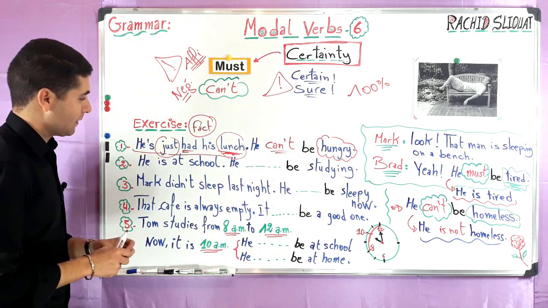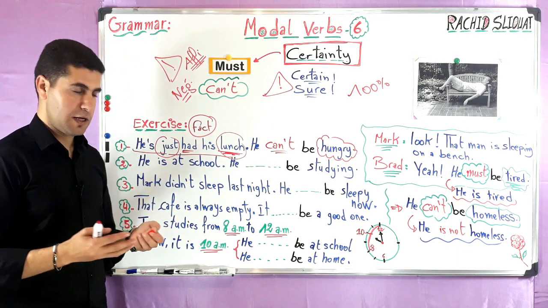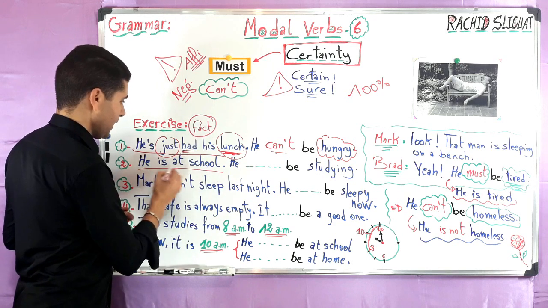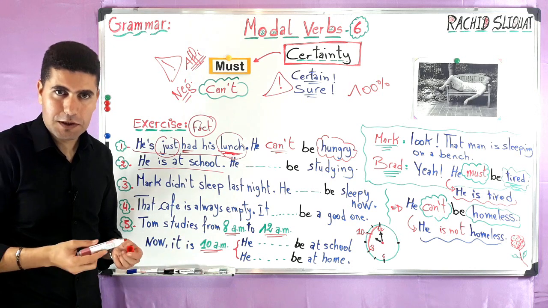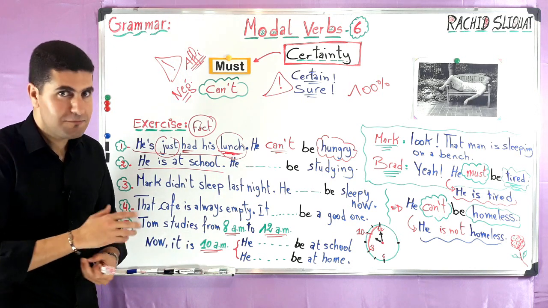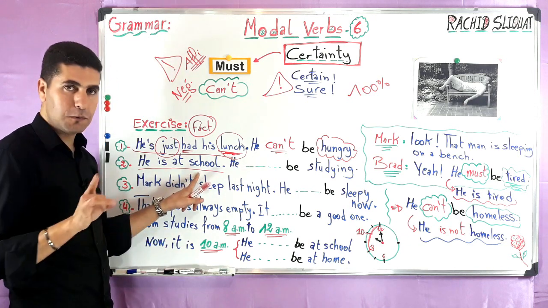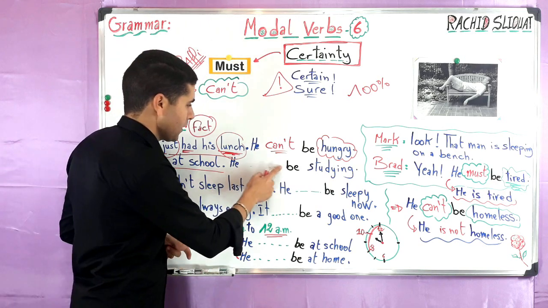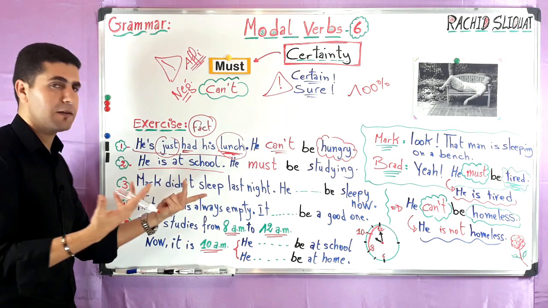Number two, he is at school. He blank be studying. He is at school. This is a fact. He is at school doing what? Playing sports, playing football, listening to music, watching TV? For sure, as long as he is at school, he is studying. He must be studying. So here it is must. Why must he be studying? Because he is at school.